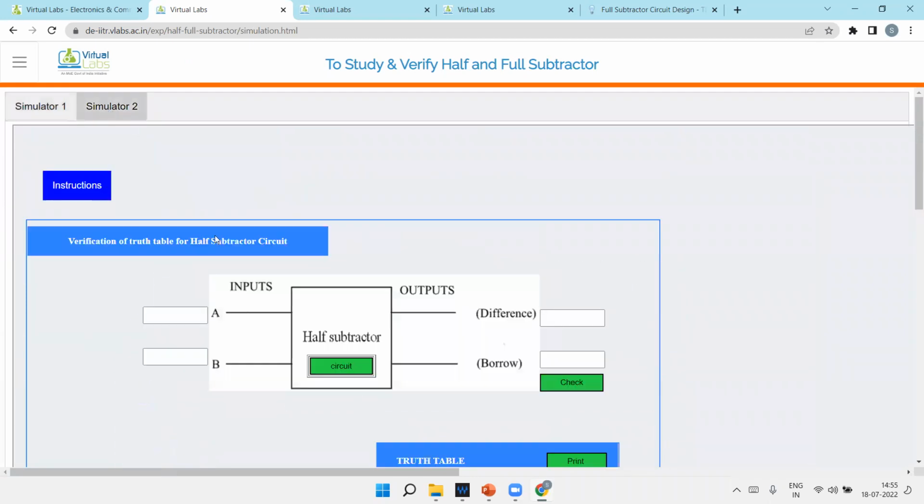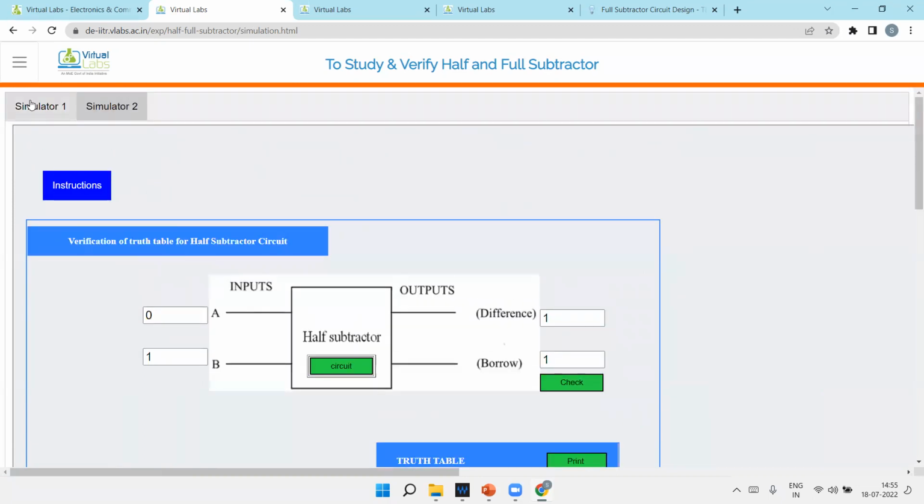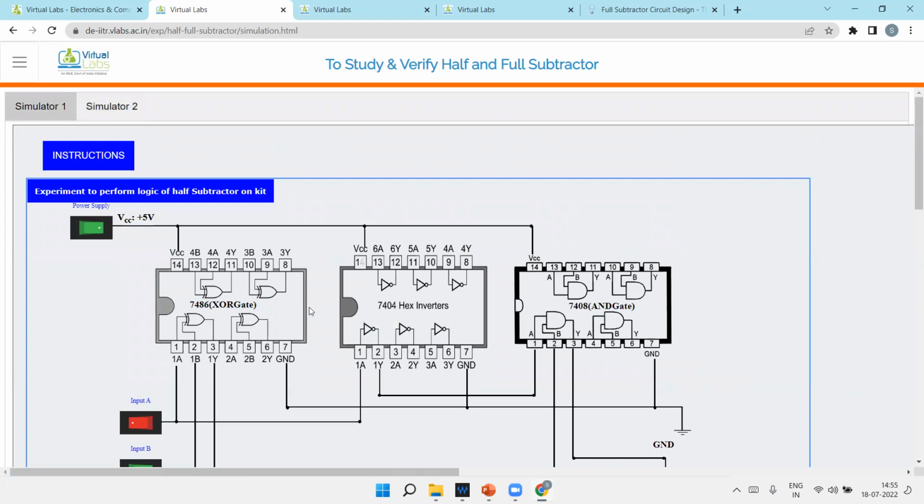Similar to this is the fun part: if you are at a very beginner level, you can verify your answers. If 0 is the A input and 1 is the B input, what should the difference be? It should be 1 and the borrow should be 1. Check whether it's correct or incorrect like this. It's a fun part. So this was the half subtractor with these three ICs.